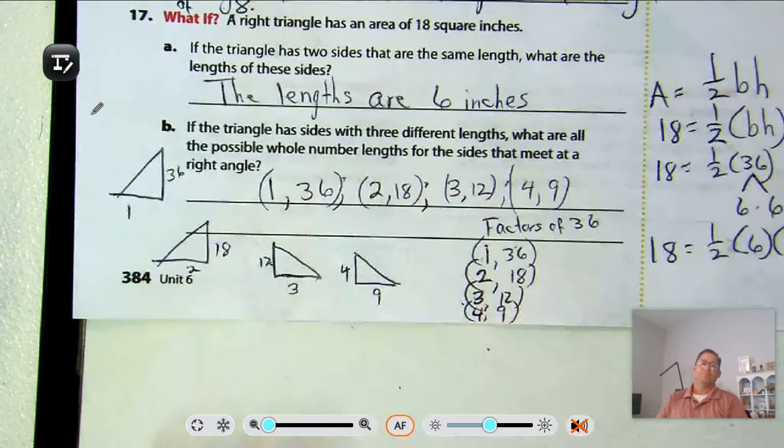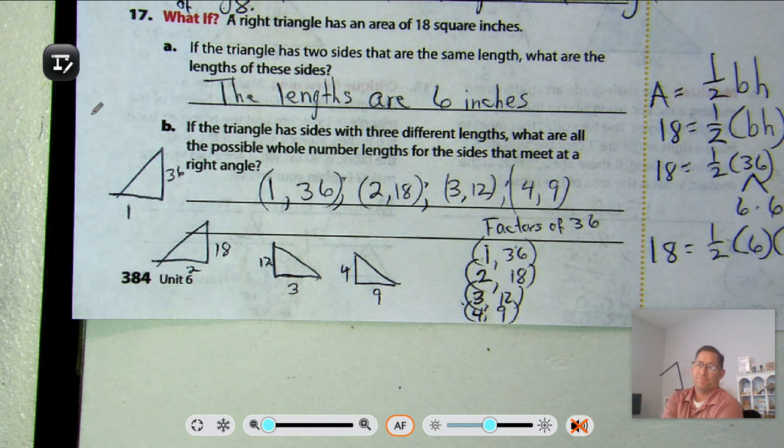Right. So that's it for finding the area of triangles. Until our next lesson, I will see you soon.